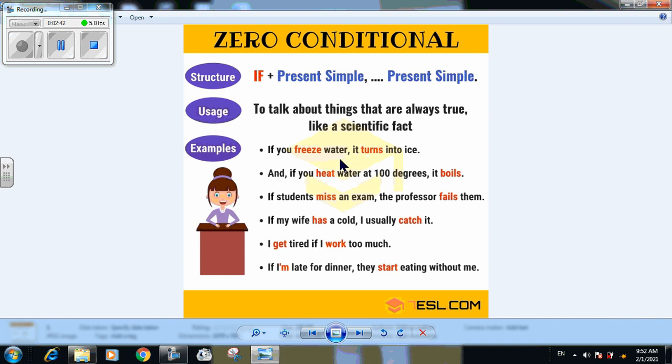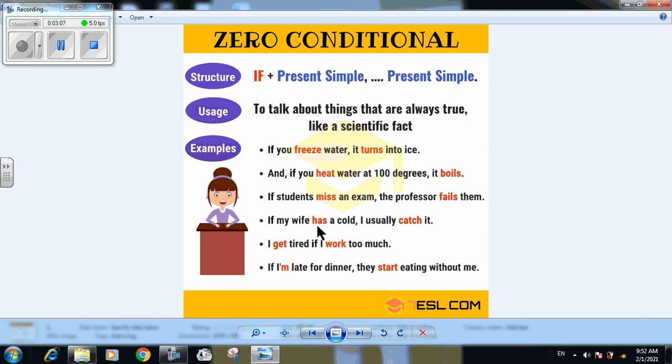If you freeze water, comma, it turns into ice. Present simple, freeze, present simple, turns. We put s with it, but we don't put s with you. And if you heat water at 100 degrees, it boils. If students miss an exam, the professor fails them.